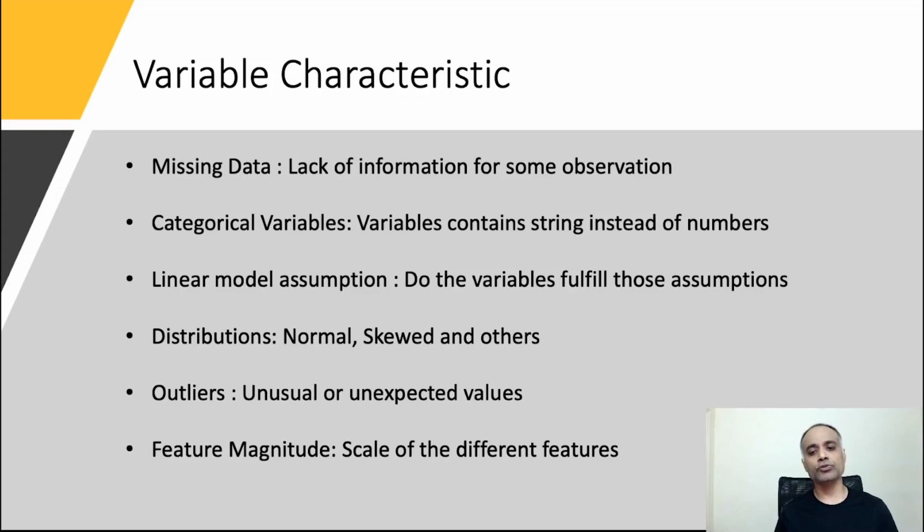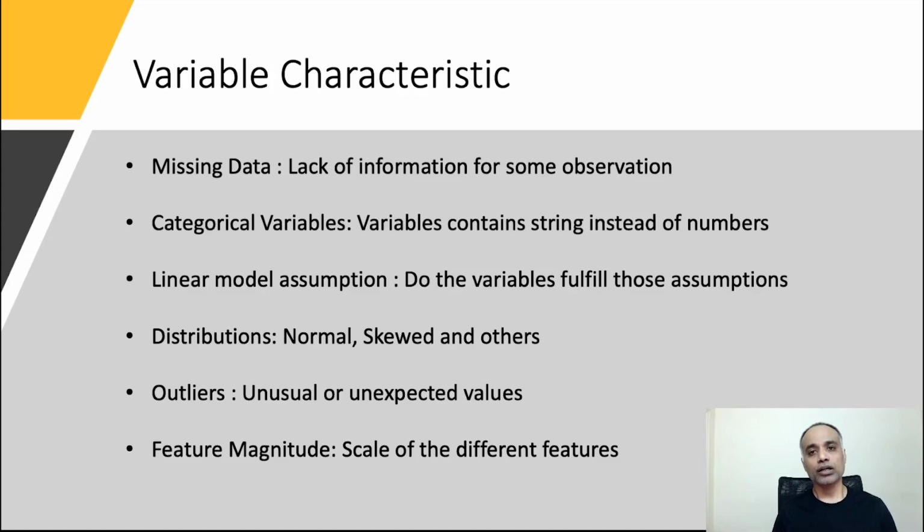Next is your linear modeling assumptions. Does the variable fulfill the assumptions you think about? The linear model assumptions include, for example, whether there is any collinearity between two variables. Linear models are not the topic of today's discussion, so I'm not going to talk more about it. But yes, you need to find out what assumptions apply depending on what model you are going to design. And then the distribution of the data. For a particular variable, is it normally distributed, left skewed, right skewed, or how is the data really distributed? That also needs to be looked at as a characteristic of that variable.